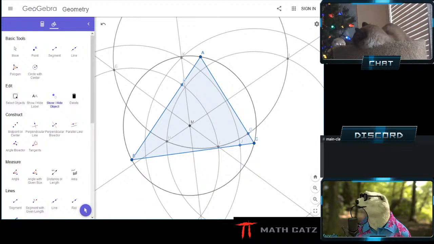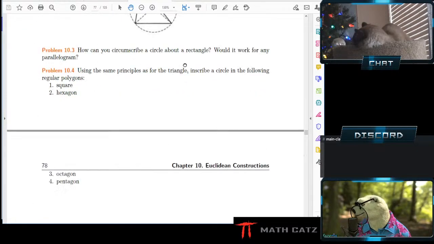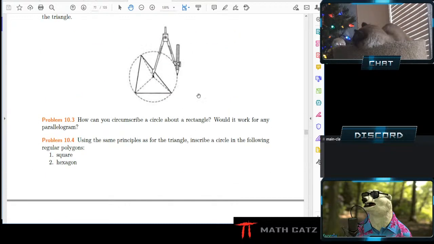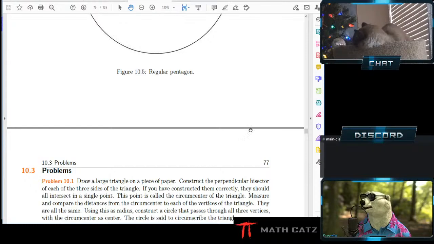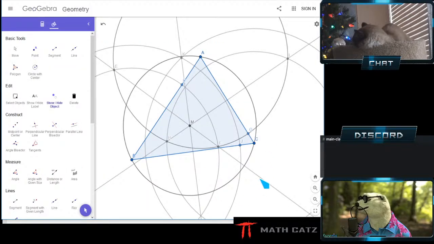Now the later problems ask, what if I didn't have a triangle? What if I had a rectangle? Can I still circumscribe a circle? Would it work for a parallelogram? Other larger polygons? And you'll see that if I have too many sides, it's not going to go that well, unless it's regular, but something to explore. And there are answer keys where I drew them all anyway.